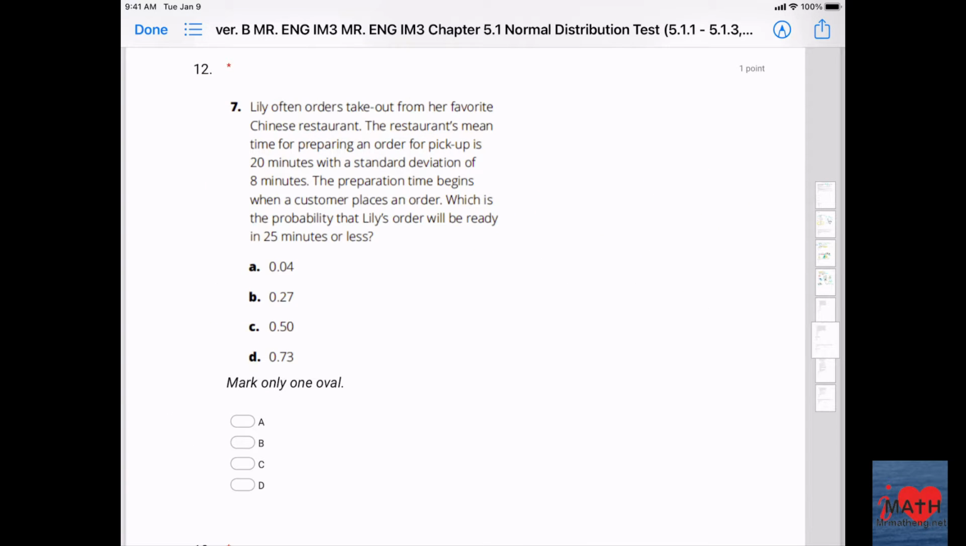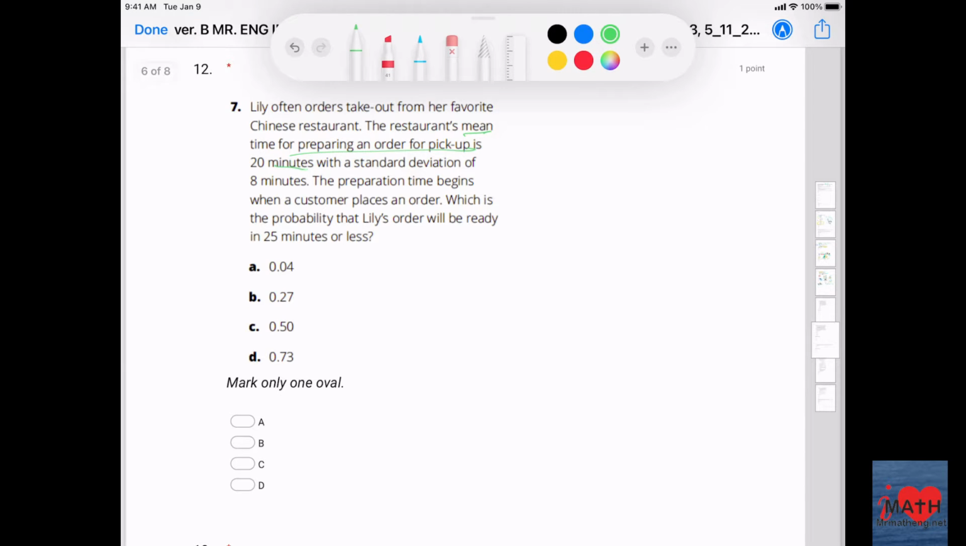All right, number 7. Lily often orders takeout from her favorite Chinese restaurant. The restaurant's mean time for preparation is 20, so mean equals 20 minutes, and the standard deviation is 8. The preparation time begins when the customer places an order. What is the probability that Lily's order will be ready in 25 minutes or less?